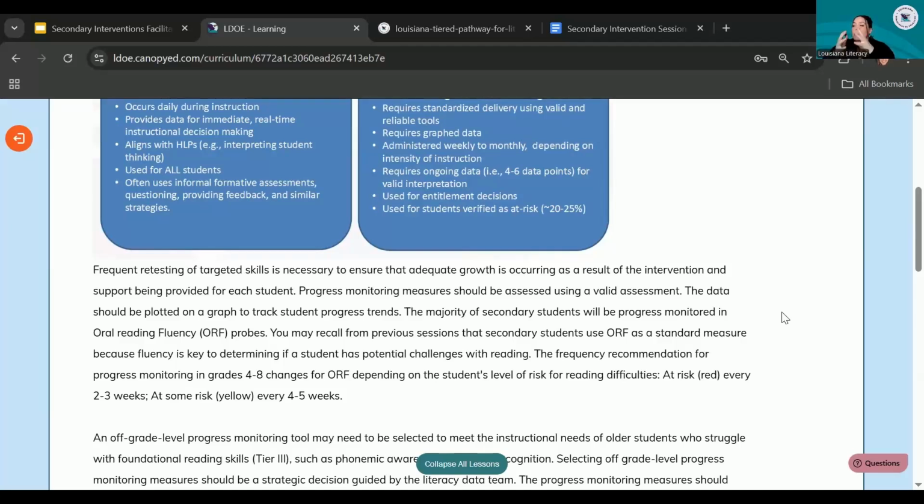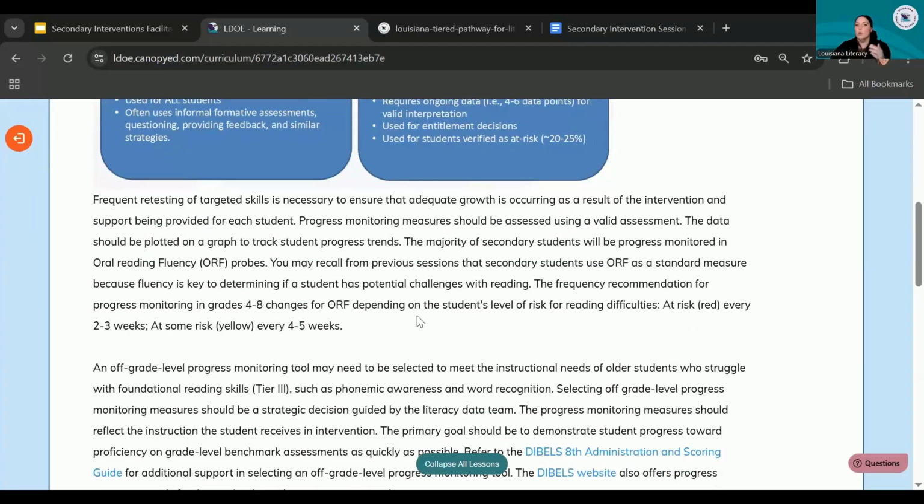So the majority of our secondary students are going to be progress monitored using an oral reading fluency probe, or ORF. You might recall from our previous sessions that the secondary students use ORF as a standard measure because fluency is the key to determining if a student does have those challenges with reading. The frequency recommendation for progress monitoring in grades 4 through 8 is going to change for oral reading fluency depending on that individual student's level of risk for reading difficulty.